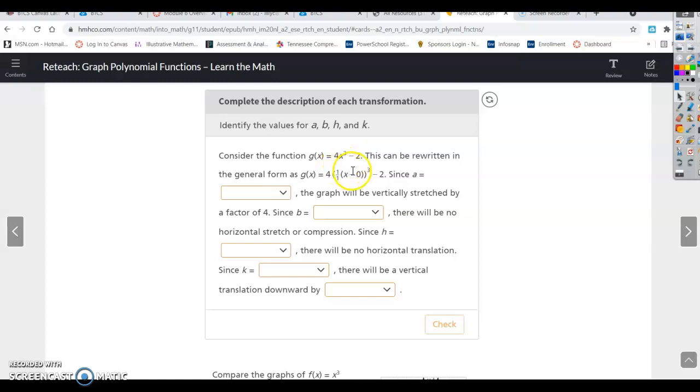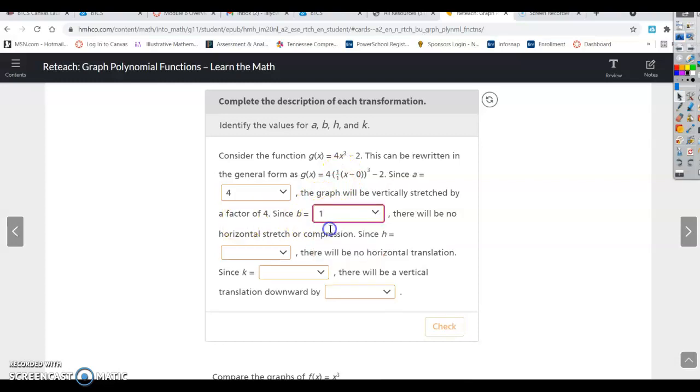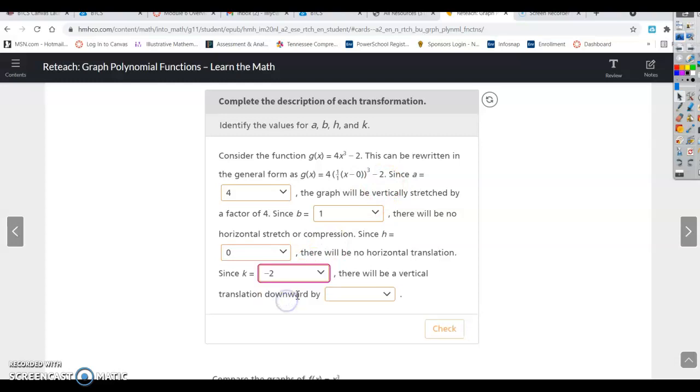It says a is the number in front of our x cubed, so a is 4. And then b is the number in front of your x, so b is 1. That means there will be no horizontal stretch or compression. It's just the same as the parent function. h is the number here, and it's not in this one because 0 is just a placeholder, so that would be 0. And k is the number on the end, so that would be your negative 2. That means there would be a vertical translation down by 2 units.